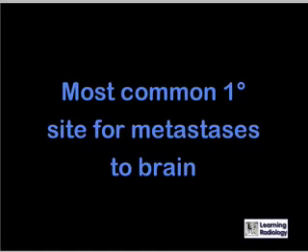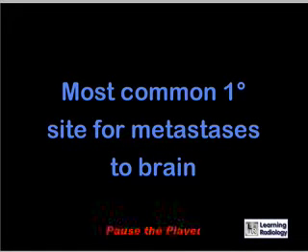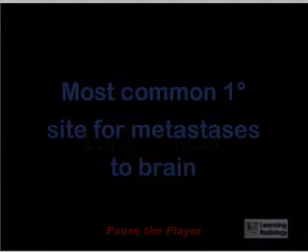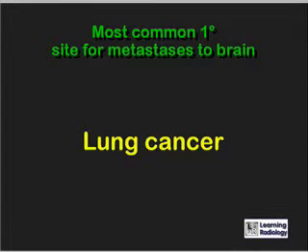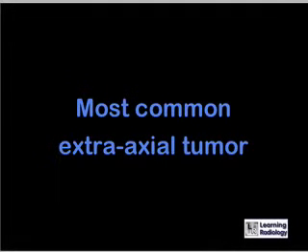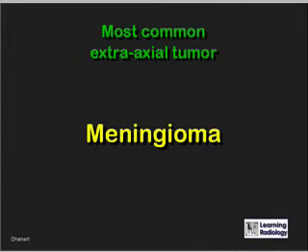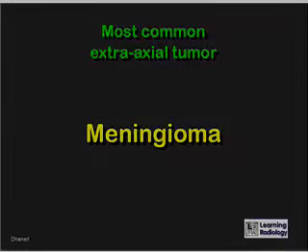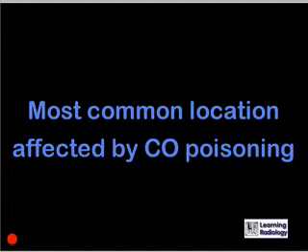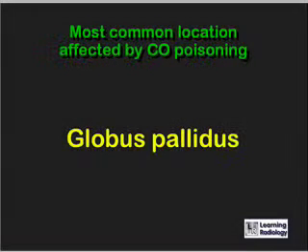What is the most common primary site for metastases to the brain? Lung cancer. What is the most common extra-axial tumor in adults? Meningioma. And lastly, what is the most common location affected by carbon monoxide poisoning? The globus pallidus.